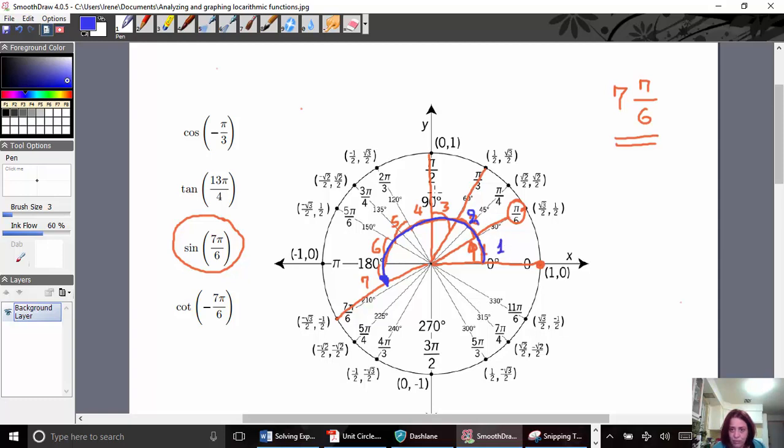The only thing that I did basically was counting pi 6. 1 pi 6, 2, 3, 4, 5, 6, 7. I want 7 of them. So see, here is where I am. This is the ray that ends at the terminal point that you see right here. I want the sine of 7 pi 6, so I'm looking at the y-coordinate, and this is going to be nothing else than -1/2. So the sine of 7 pi 6 is equal to -1/2.